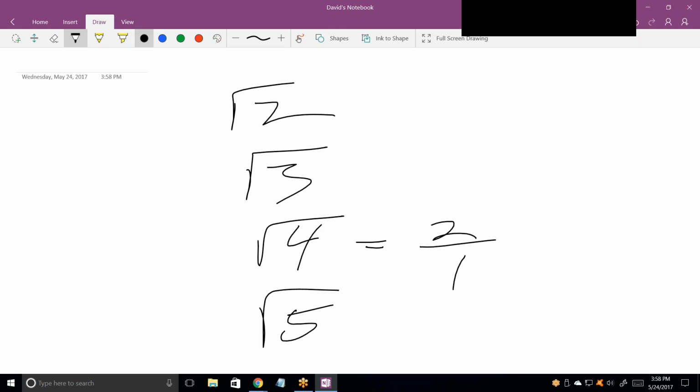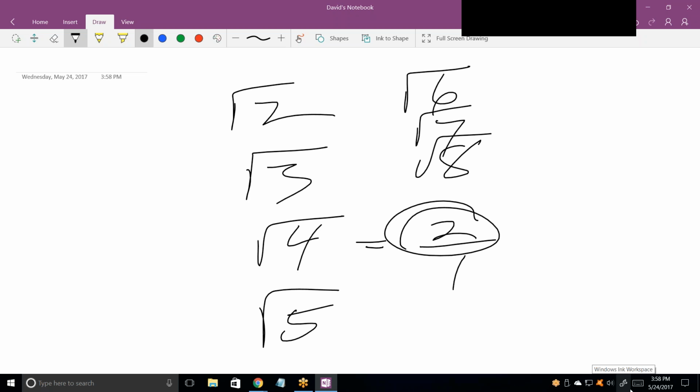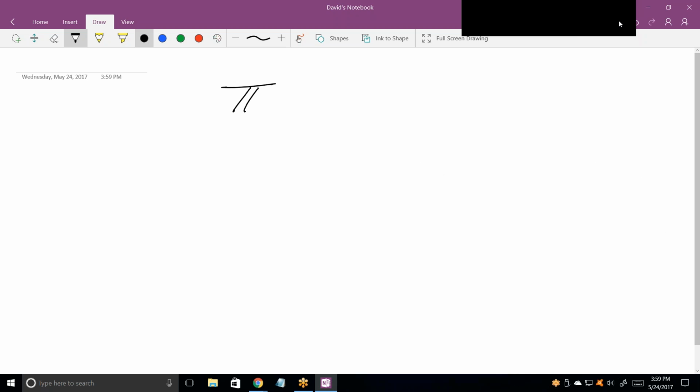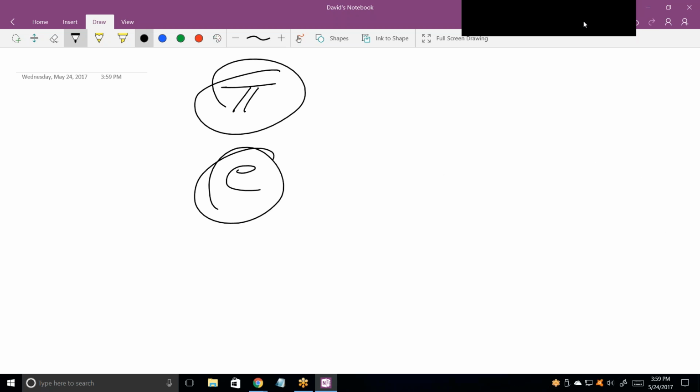In other words, any radical that does not turn into a whole number is irrational. Square root of 6, square root of 7, square root of 8, all of those are irrational. Square root of 9 is not. That's 3. And the two other most important irrational numbers are pi and e. Neither of these can be written as a fraction.